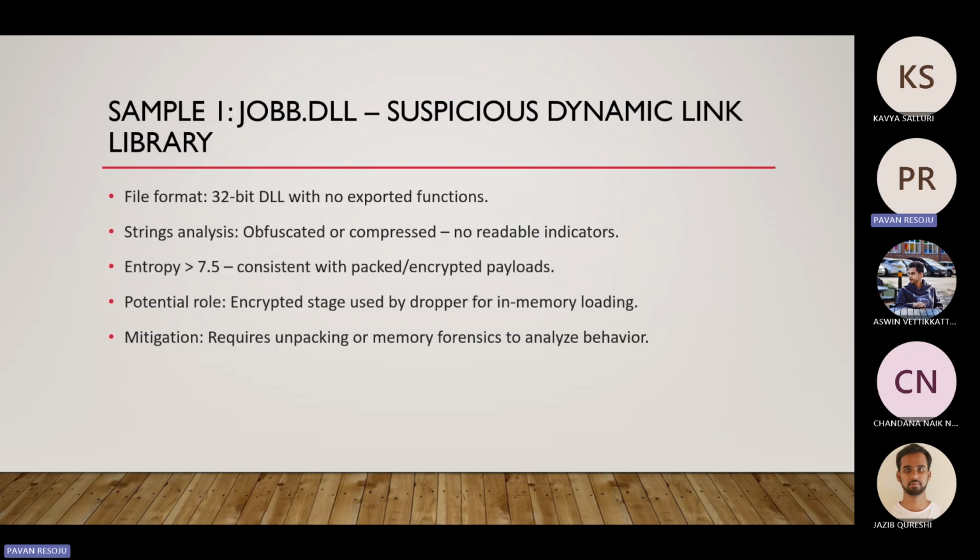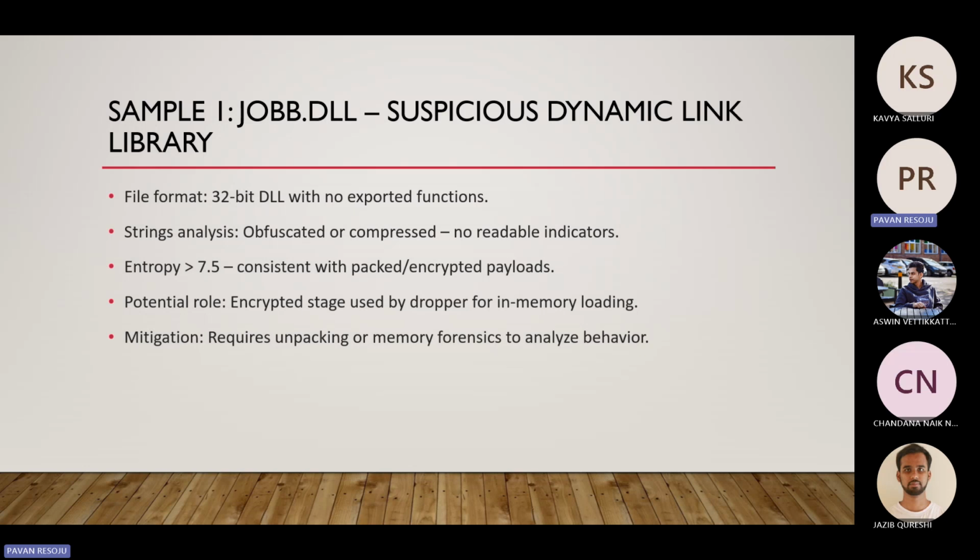Sample 1 is job.dll. Let's begin with job.dll. This file is a 32-bit Windows DLL with no exported functions. Since most DLLs export at least one routine, we checked the file entropy, a measure of randomness, and found it to be very high, above 7.5. This strongly suggests packing or encryption.